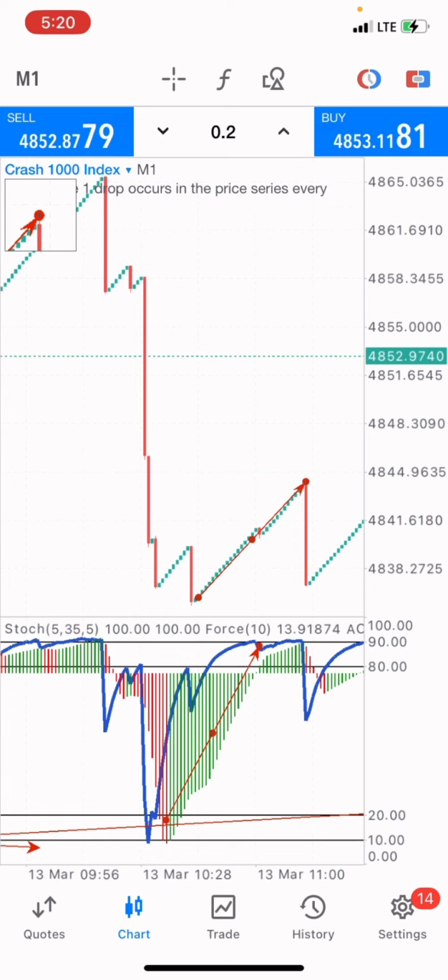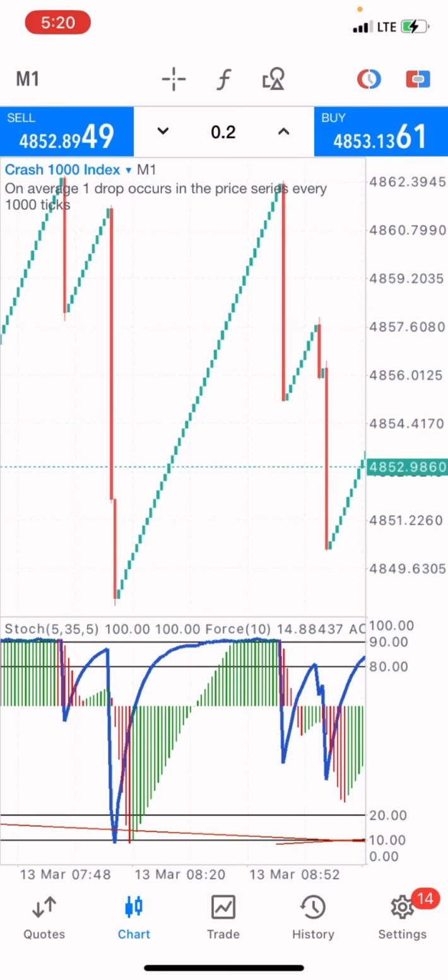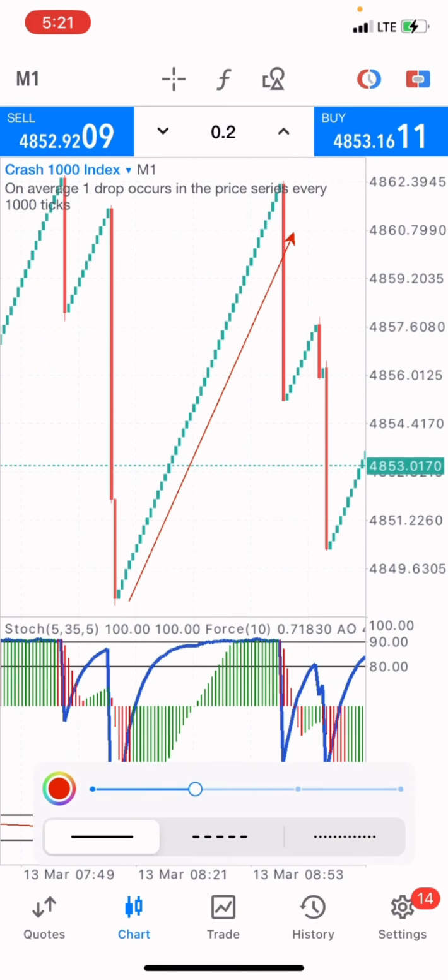So you could be in good profit if you sit down and really look out for these entries, look out for these setups, and just see how you can maximize this and make good gains for yourself.